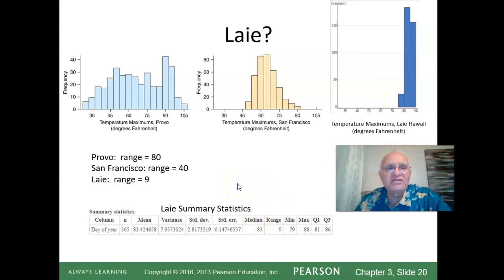You see that the range as shown here in Provo was 80 degrees, meaning the difference between the highest temperature and the lowest was 80 degrees, whereas the range, the high minus the low, throughout the year was only 40 degrees in San Francisco. In La Jolla, it was a 9-degree range from the lowest temperature to the highest temperature.